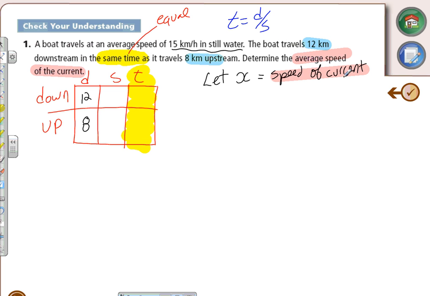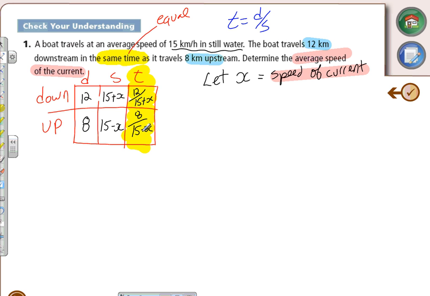Same kind of thing would be with wind and against the wind. Downstream is still water speed, which is 15, plus the current speed. Coming upstream, your boat's going at 15, but you're going to be going slower by the speed of the current. The current will be holding you back. And now let's use our formula, d over s. So 12 over 15 plus x, and 8 over 15 minus x. That's really the most important part of the problem, is getting it put into here correctly.